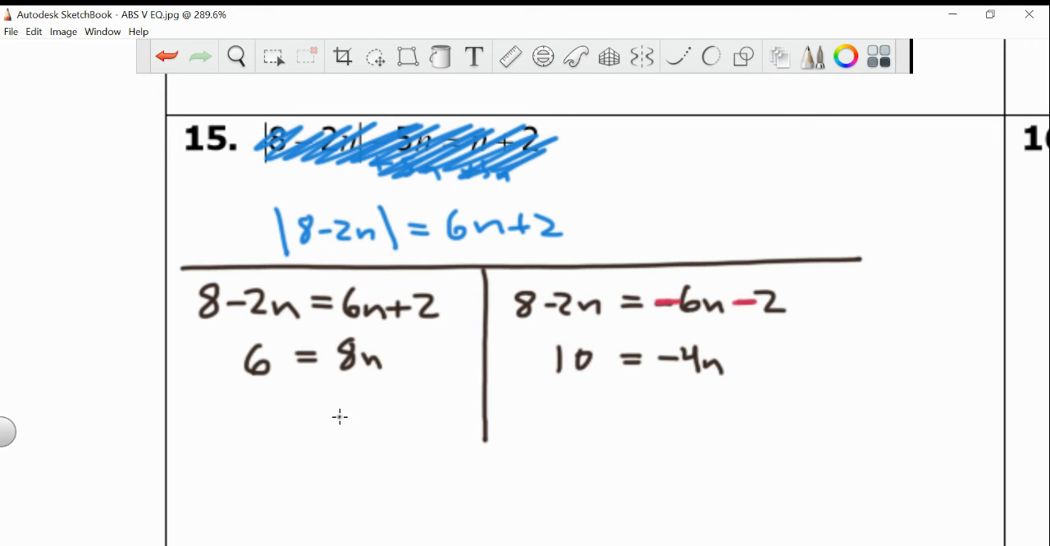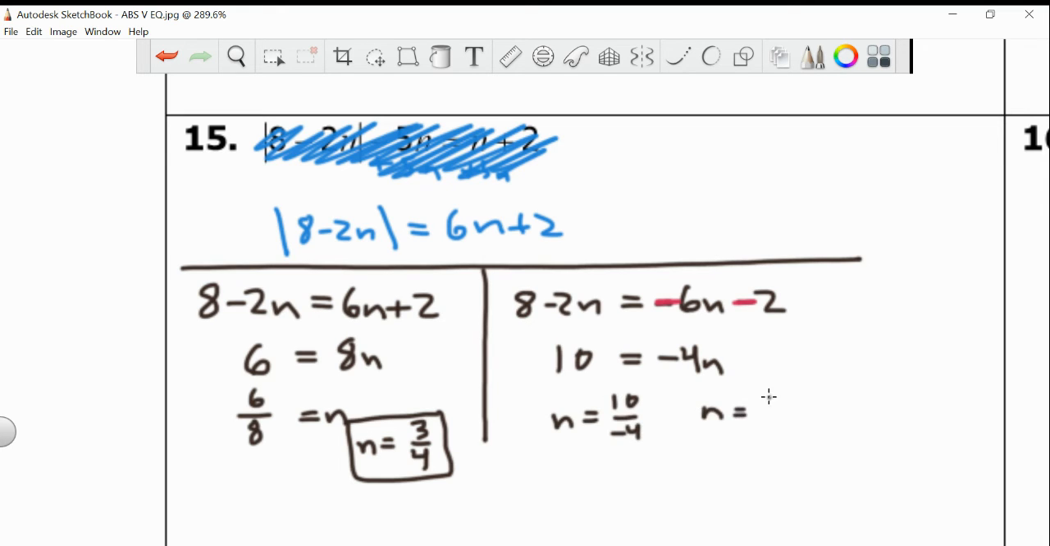Now, on this question, you'll recognize that we have fraction answers. I'm getting 6/8 equals n, which of course is the same thing as n equals 3/4. And that is our answer. Over here, I'm going to need to divide by negative 4. And I'm getting n equals 10 over negative 4, which of course is n equals negative 5 over 2.